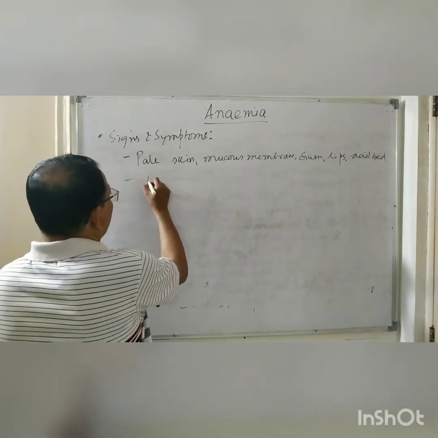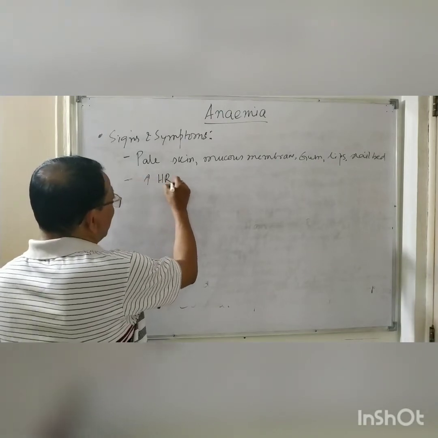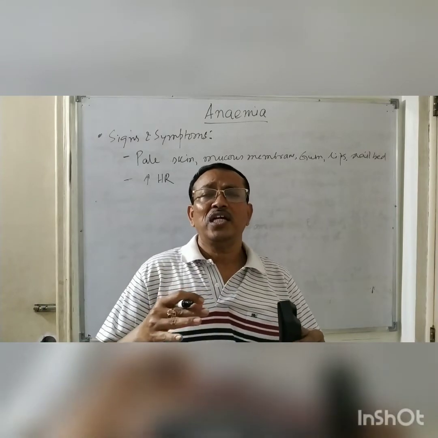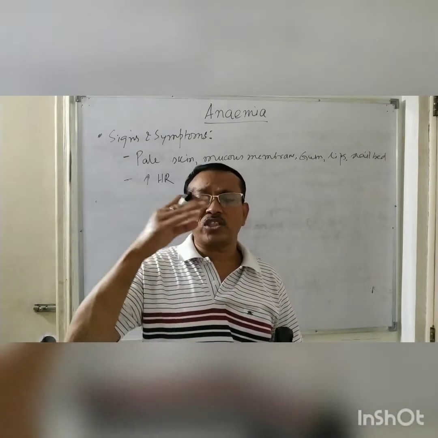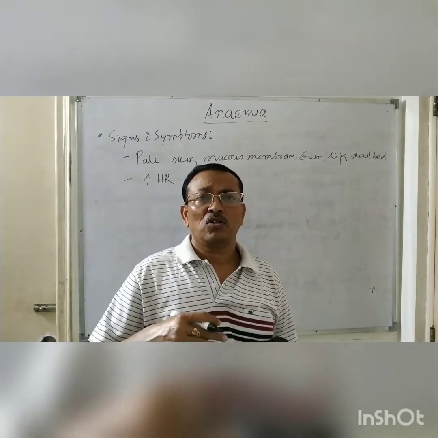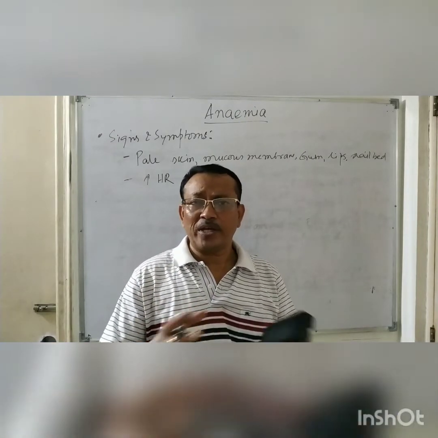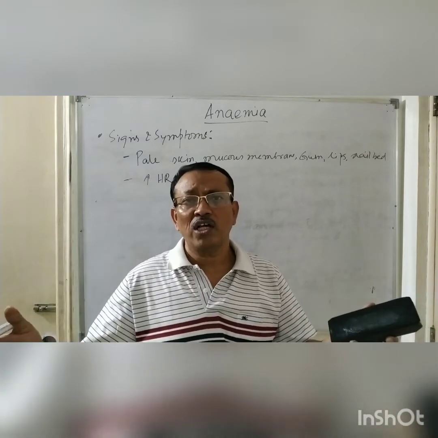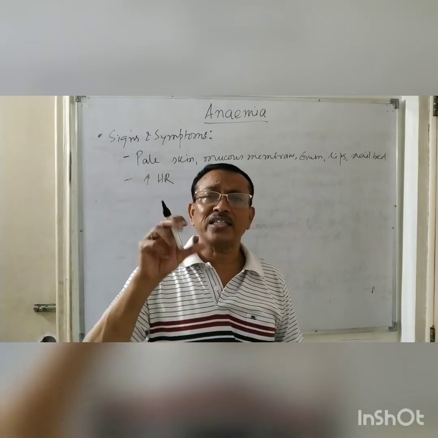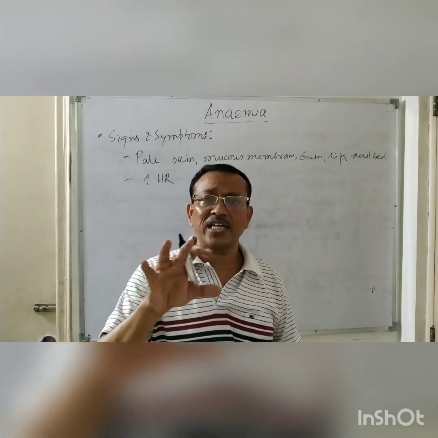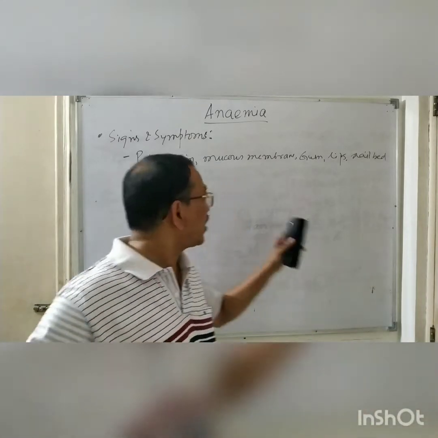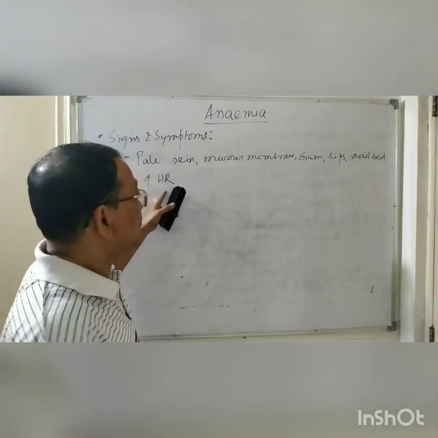Second one is the rise of the heart rate. As you know that the RBC count is low, so the body will try to increase the oxygen supply by some compensatory mechanism. As the RBC count is low, obviously oxygen supply to the tissue will be low, so the body will try to compensate by increasing the pumping activity of the heart, so that very quickly the heart can pump the blood to the tissue, and this is why the heart rate will be increased.